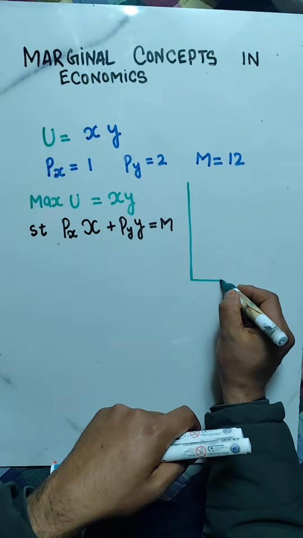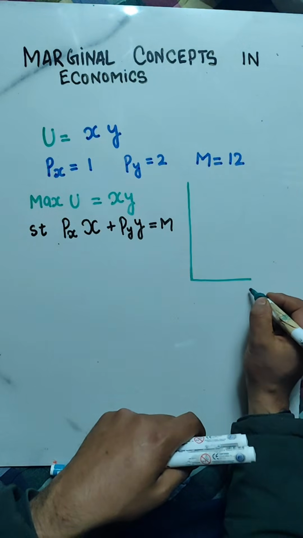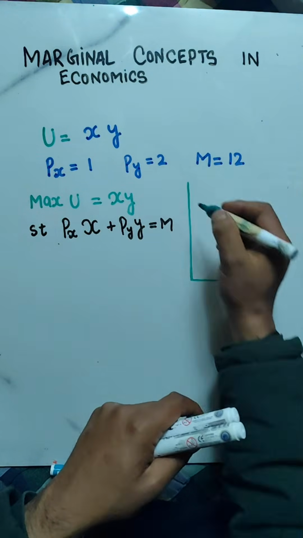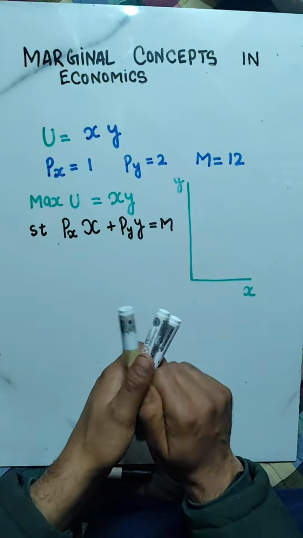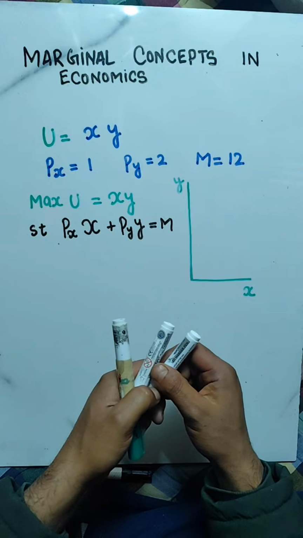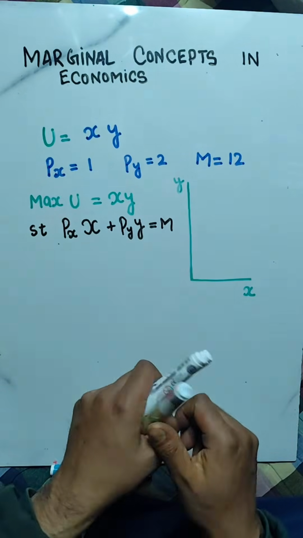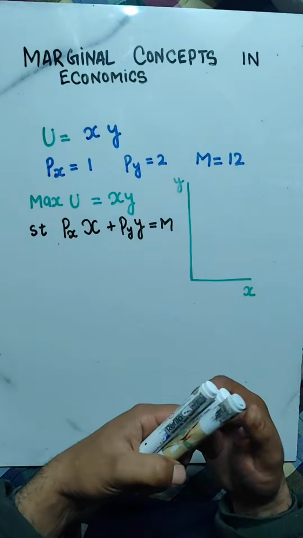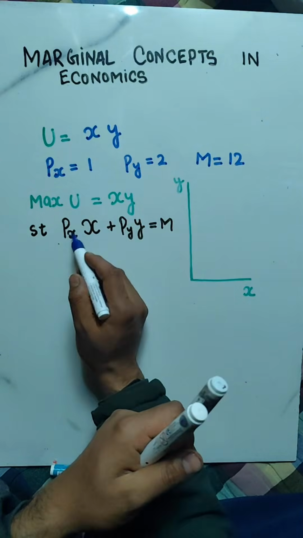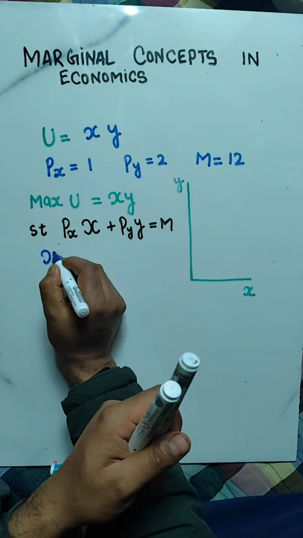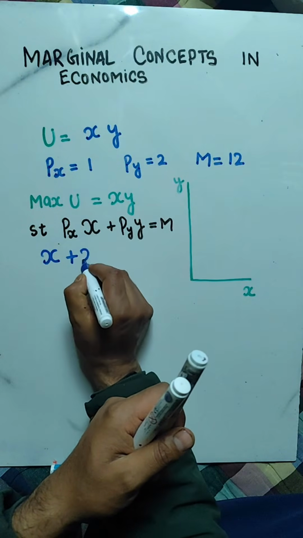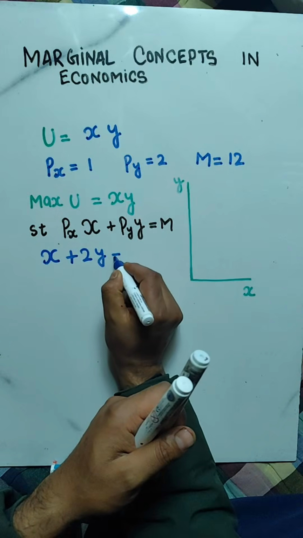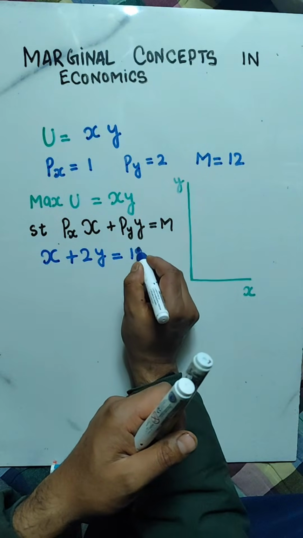Let me show it on the graph also. Let us suppose we have good x on the horizontal axis, good y on the vertical axis. We are being given the budget line, so let's write the specific budget line. Price of good x is 1, so we write 1 into x, that is x, plus price of good y is 2, so we write 2y, is equal to the income of the consumer, which is 12.